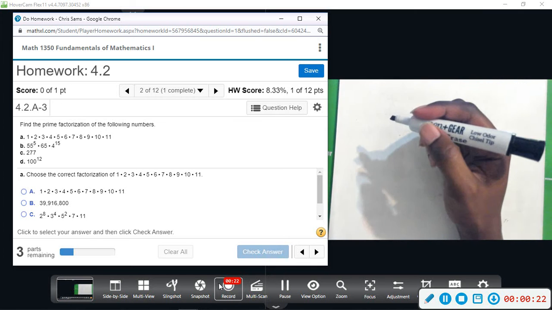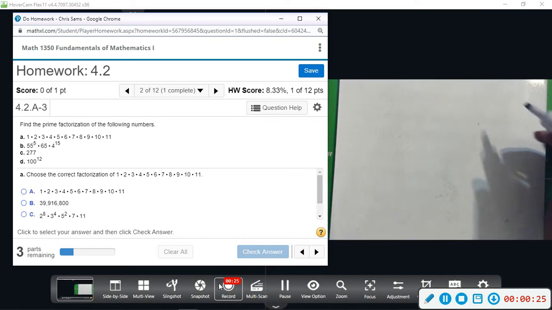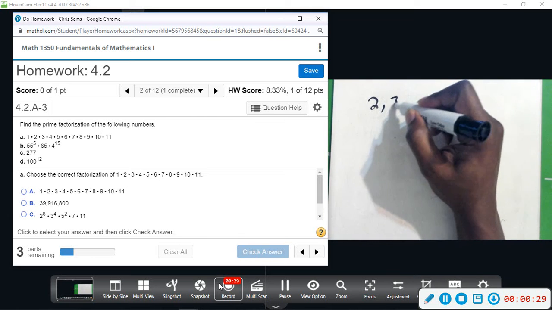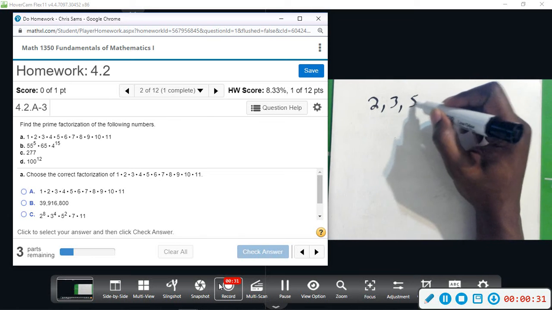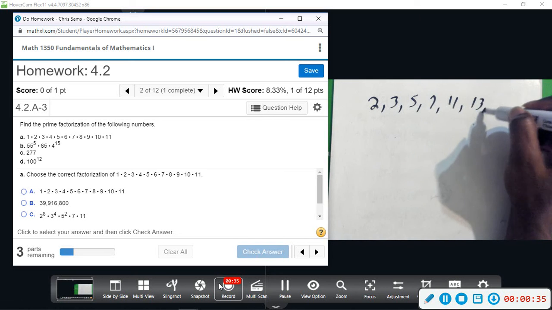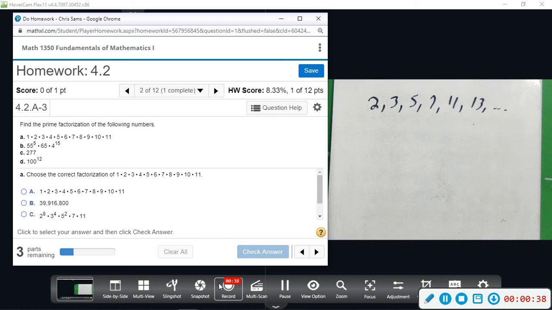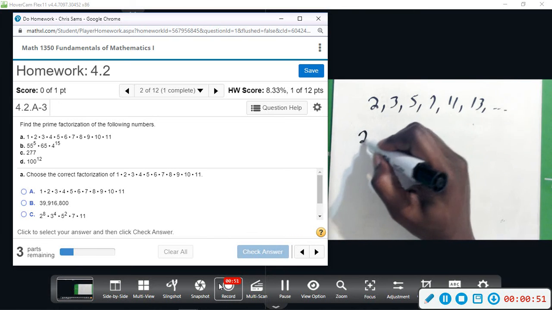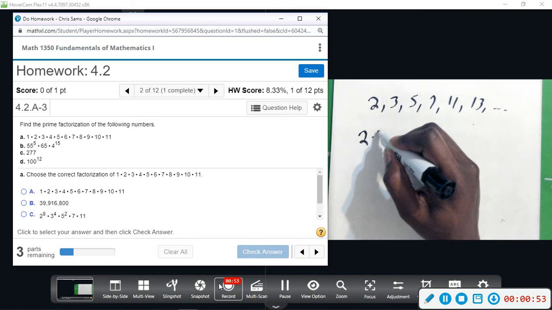Okay, so prime numbers start with the number 2. There's a list in the text: 2, 3, 5, 7, 11, 13, and so on. Okay, so we're going to break the numbers that are not prime into primes, and then we're going to combine like terms. So 2 from this list is already prime, as is 3.